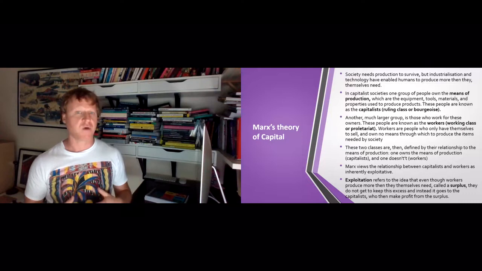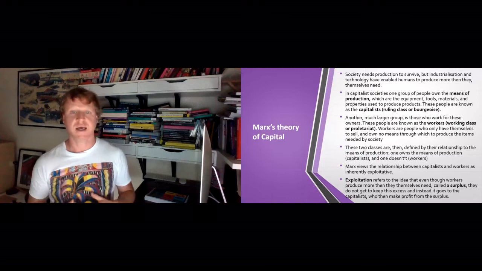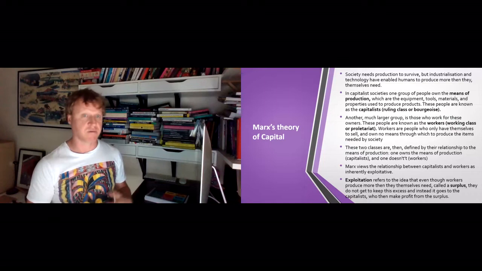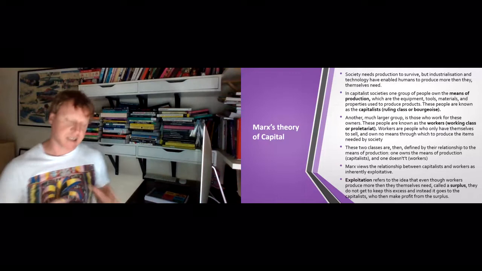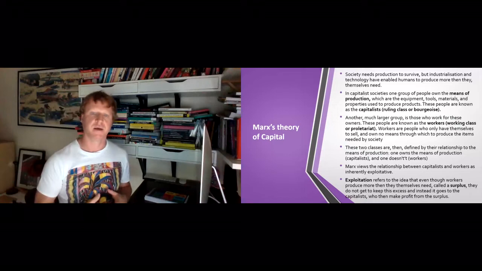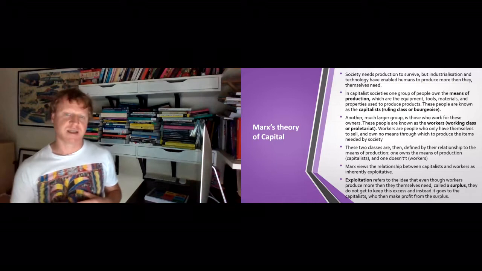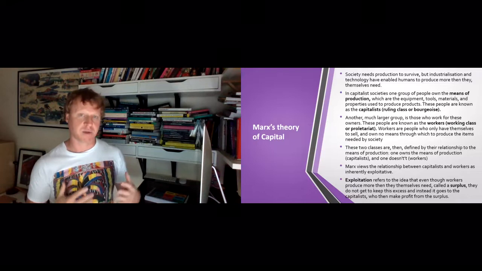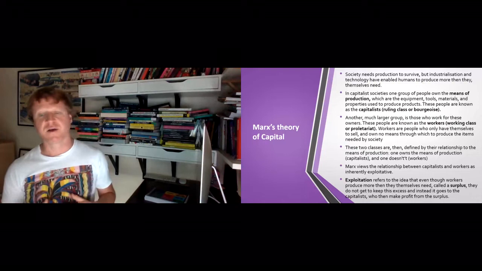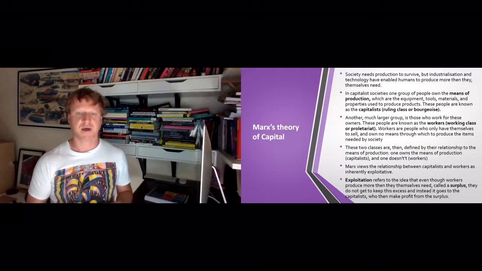So the only thing people that don't own the means of production can do to survive is sell their own labour for a wage to be able to get the things we need to live: food, housing, clothing. So Marx essentially defined these two classes through their relations to the means of production. The capitalists own it, the workers don't. For Marx, this relationship is inherently exploitative, and exploitation is a key social relationship to consider from the Marxist perspective. Exploitation refers to the idea that even though workers produce more than they themselves need, the surplus, they do not get to keep this excess, and instead it goes to the capitalists, who then make a profit from the surplus.